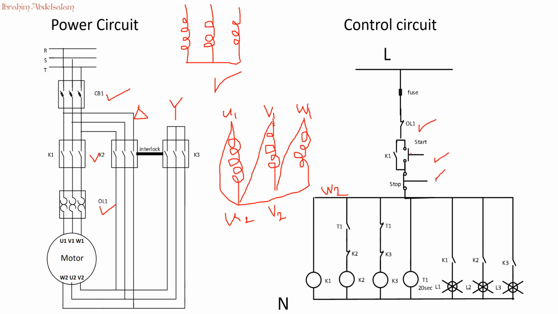Once the user presses start, the current will flow in this side, so contactor 1 will be energized. Clear? At the same time, timer 1 will start counting for 20 seconds, and at the same time contactor 3 will be activated. Very nice. The timer is counting, and the motor is now in star connection. For sure, lamp 1 will be on, and lamp 3 will be on. 1 second, 2 seconds, 3 seconds, until we reach 19, 20 seconds.